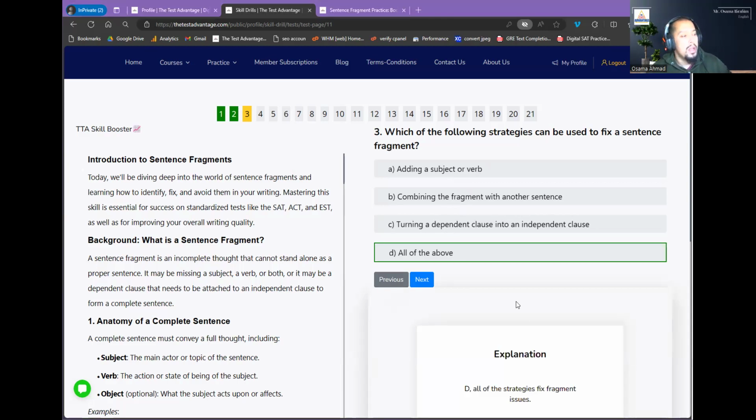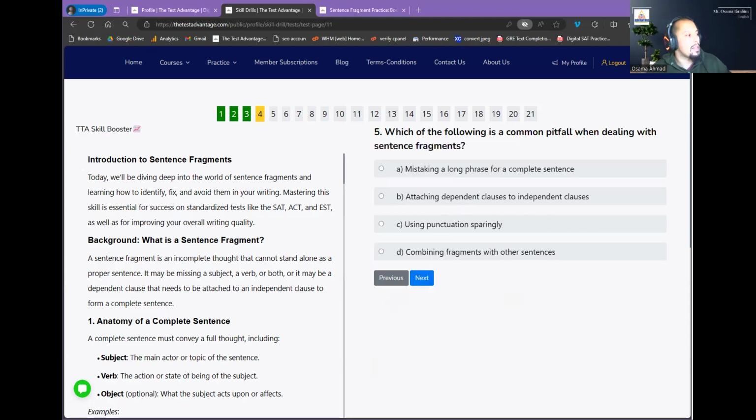Okay. Number 5, or excuse me, I guess I missed number 4. Which of the following is a common pitfall when dealing with sentence fragments? What is a common mistake when dealing with sentence fragments? Very good job, Mr. Anas. Leanne, good. You know, these are easy questions. It gets much more complicated, right?